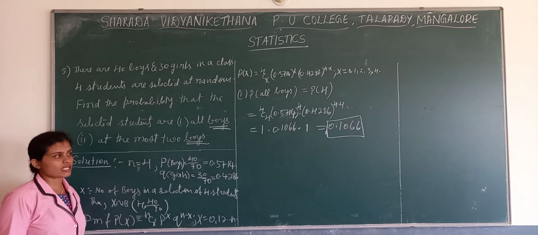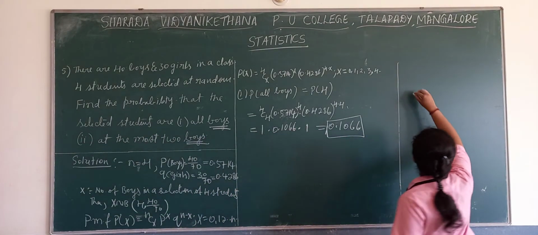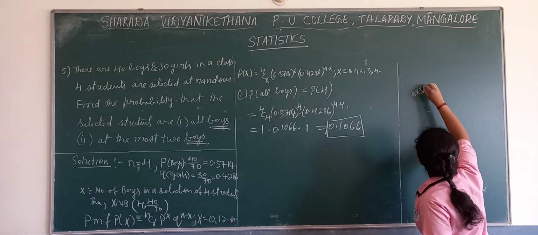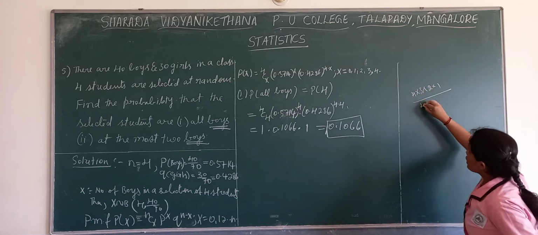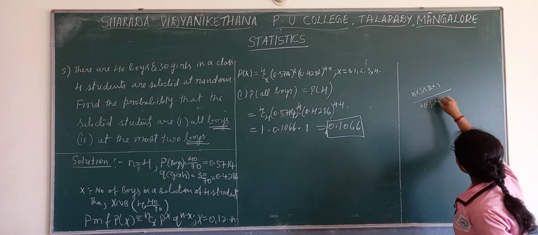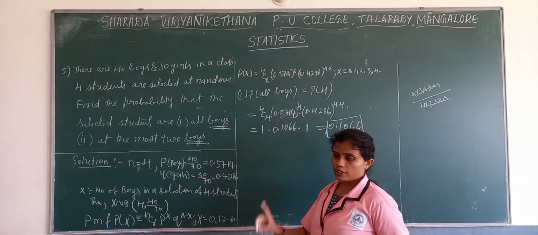All selected students are boys. How do we get 4C4 as 1? That is 4 into 3 into 2 into 1 divided by again 4 into 3 into 2 into 1. So everything gets cancelled. We get the 1.